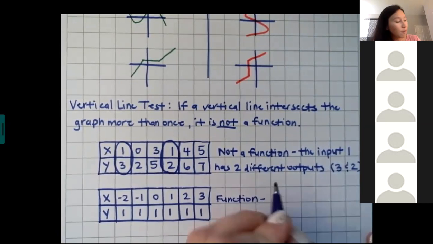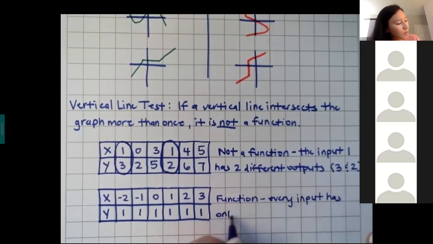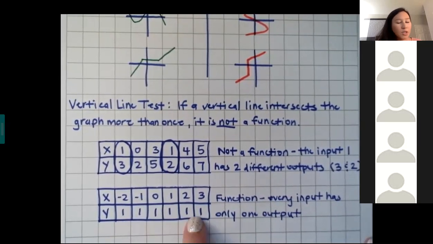That means that every input has only one output. So the Y's don't matter. The Y's can repeat. They can all be the same like this as long as all of the X's are different. And then it is a function.